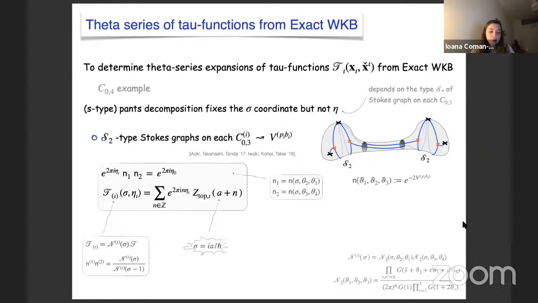So in this case, assume that we are starting with an S-channel pants decomposition with the two pairs of pants glued to a connecting cylinder. As I said when defining the Fenchel-Nielsen coordinates, this defines the coordinate sigma for the monodromy data associated when going around the cylinder, but not this parameter eta. And the definition for this really depends on the precise type of the Stokes graph. I see that I'm closely running out of time, so I will hurry up. There are two cases to consider here.